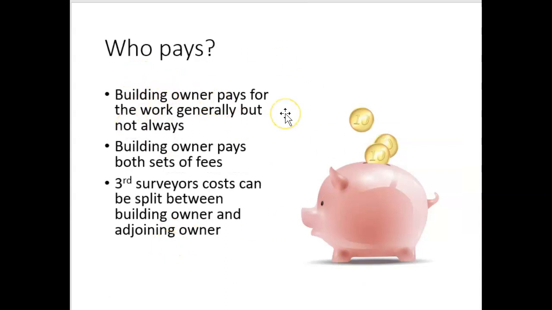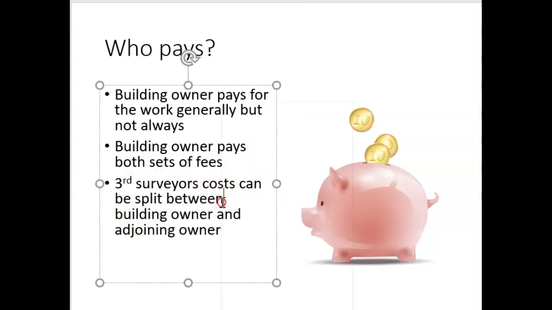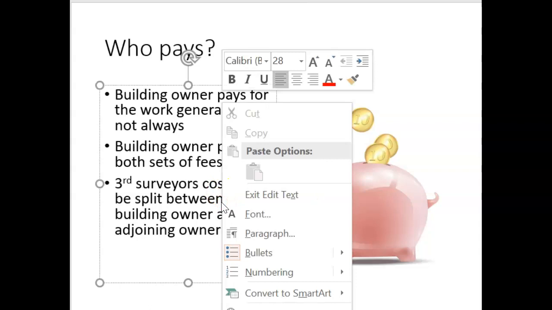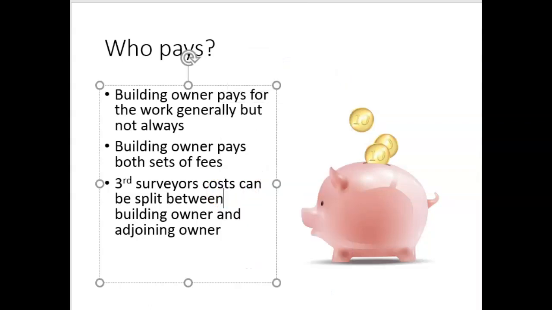The building owner pays for the work. The building owner pays both sets of fees. Sometimes the third surveyor's fees can be split. And if you end up in a judgment and the judge thinks that the adjoining owner has been difficult, then they will award fees against the adjoining owner.